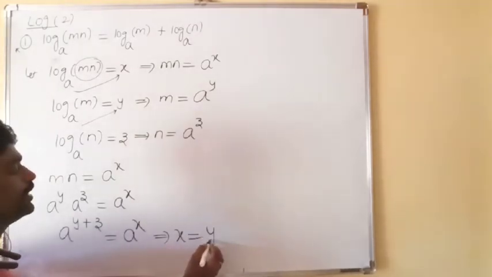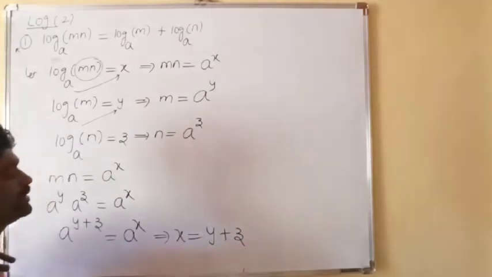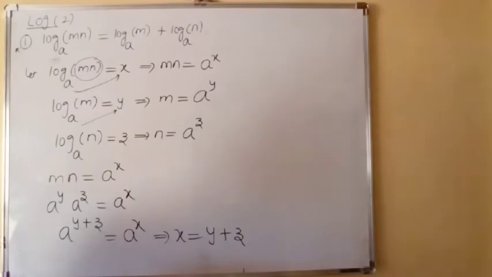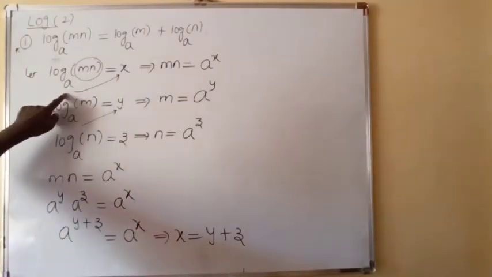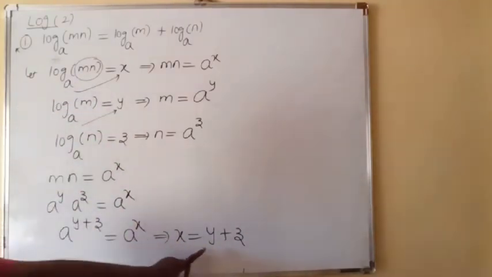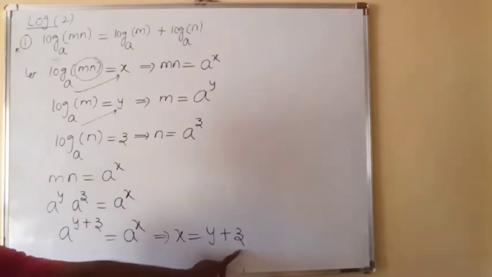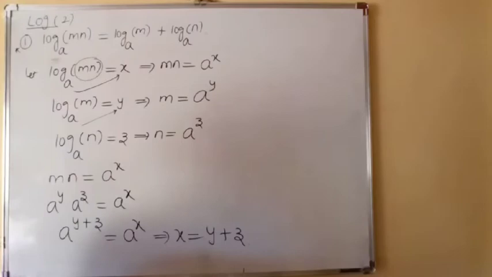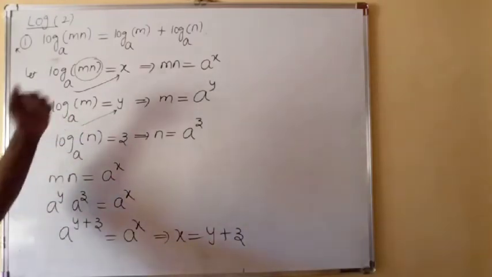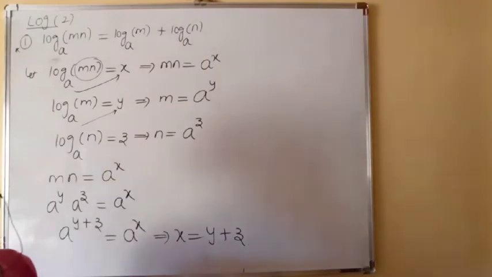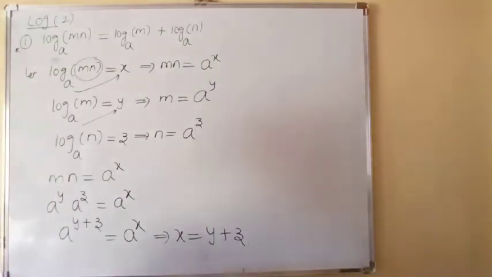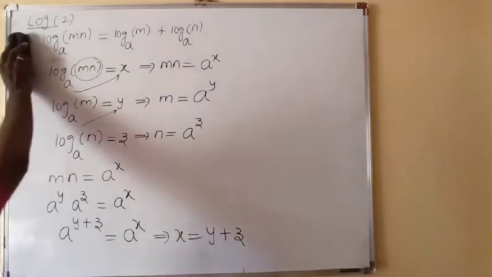So thus what did you get? x is equal to y plus z. But what is x? Log mn to the base a. So log mn to the base a is equal to y, which is log m to the base a, plus what is z? Log n to the base a. So thus this is the proof of the first law. Similarly, you try for the remaining laws. Now I am going to start the problems.